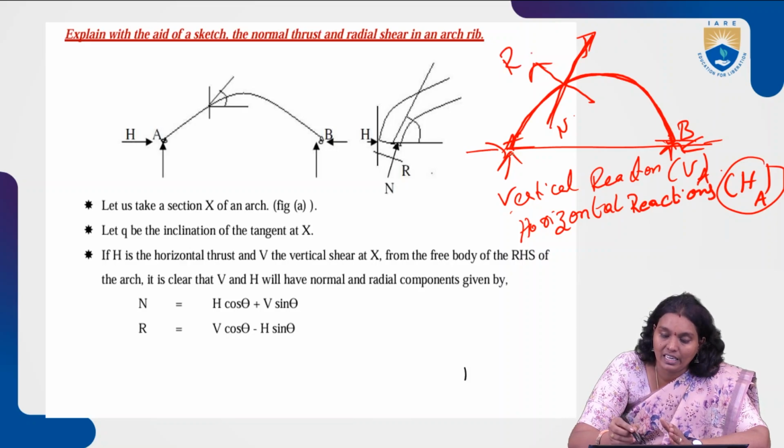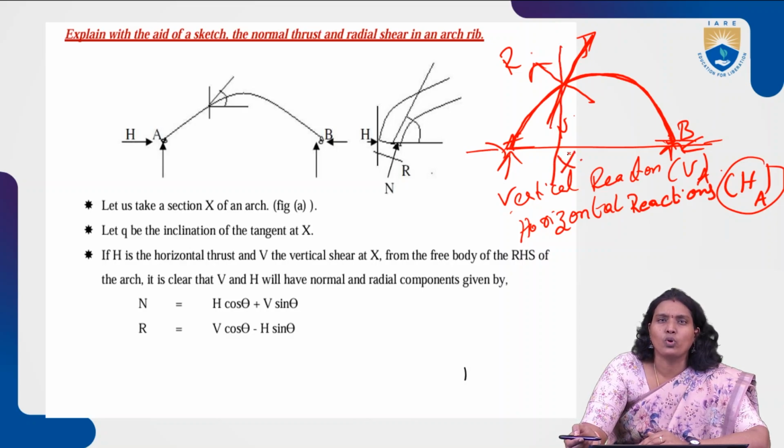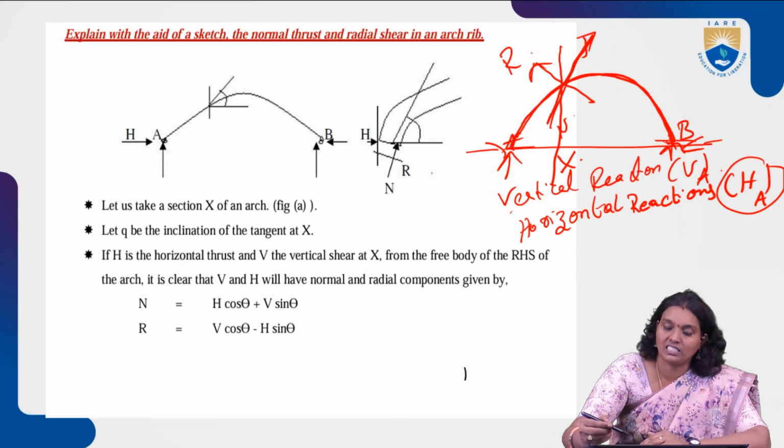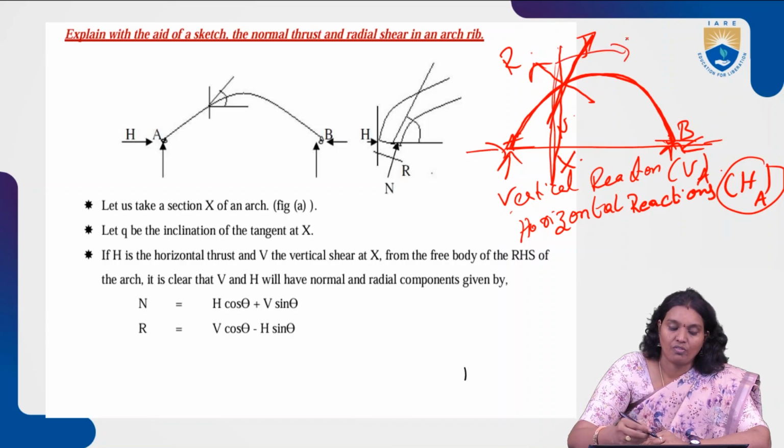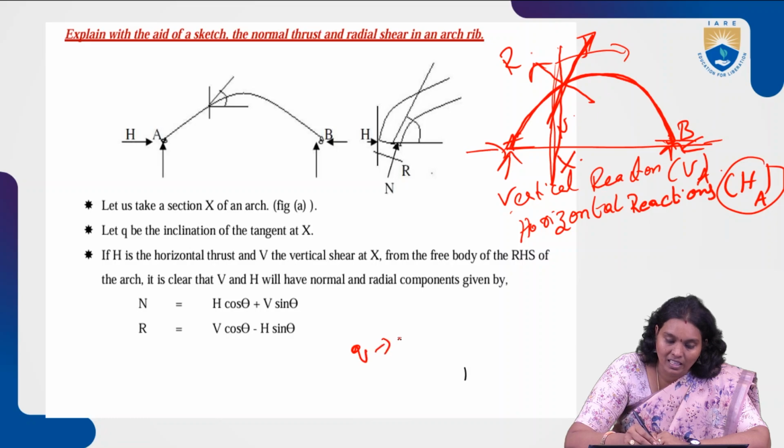Perpendicular to this normal is nothing but the radial shear force. Here we are considering a section, that is nothing but the X on an arch. Theta is the inclination of this tangent. Theta is nothing but the inclination of the tangent at X, where we consider the section.